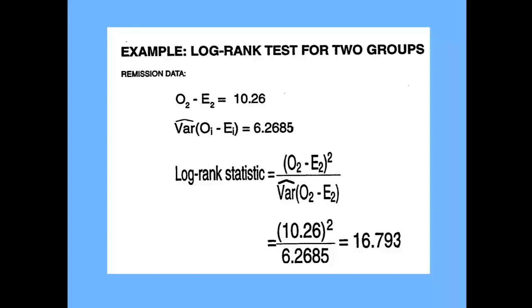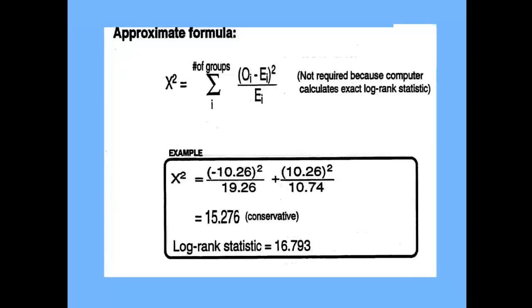You know, that's okay. You know 1.96. You do know that, right? You square it, you get 3.8. That's the cut point. Is this greater than 3.84? Yes, so this is highly significant, so there's a significant difference between the 2 curves, so we just did the log-rank test.